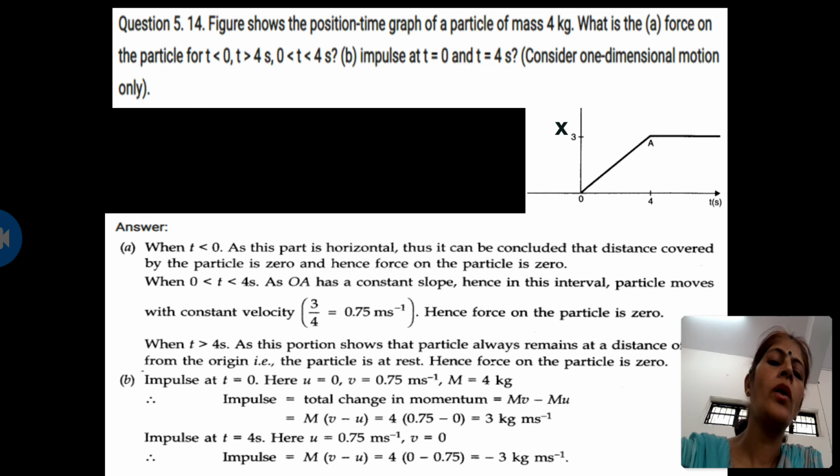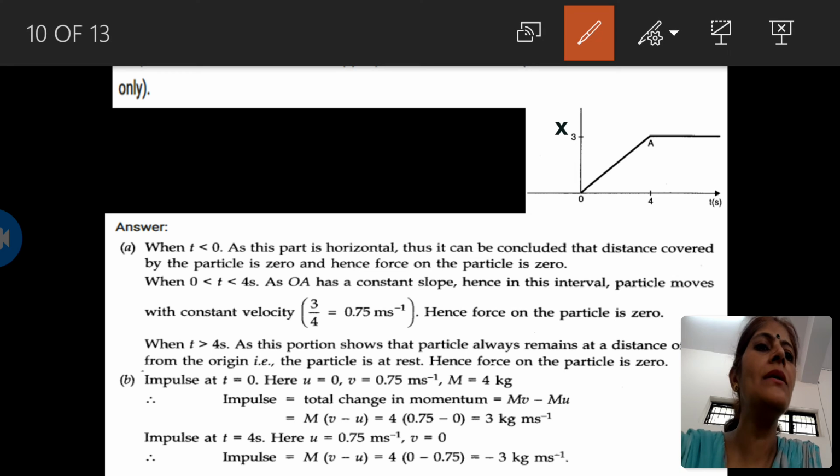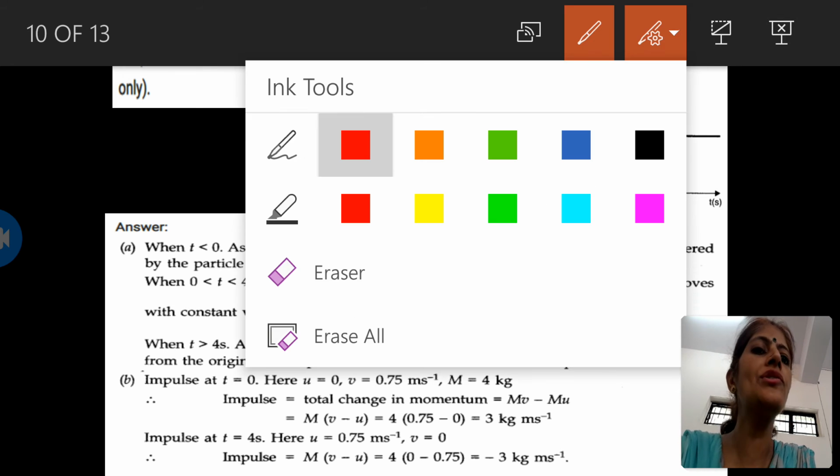A part. When time is less than 0, as this part is horizontal, you can see here when the time is less than 0, the curve is along the x axis. It is coinciding with the x axis. The force acting is 0. So for t less than 0, force acting on the particle is also 0. Now come to the next part, for t between 0 and 4 seconds.